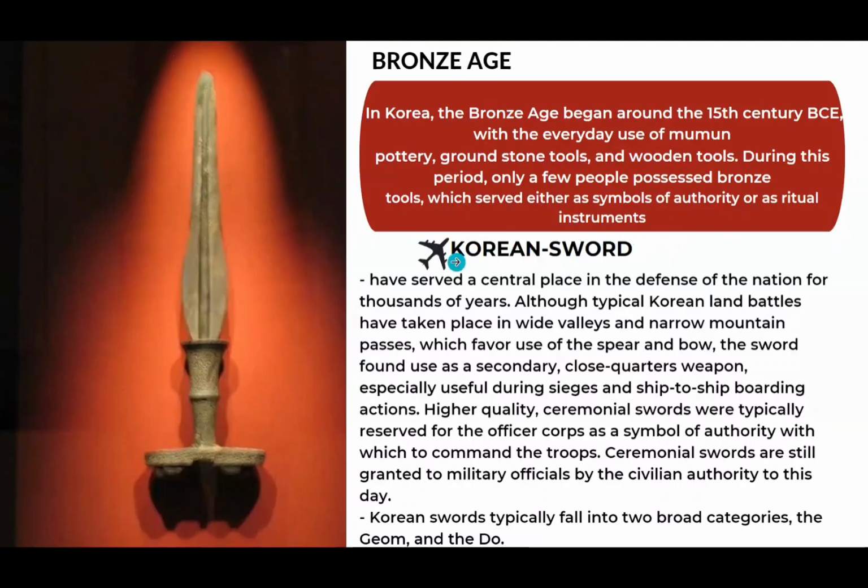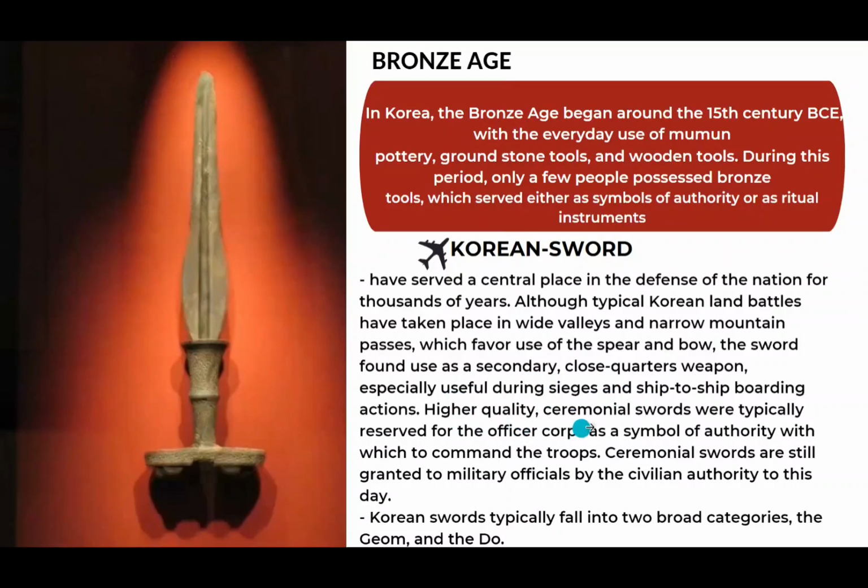Korean swords have served a central place in the defense of the nation for thousands of years. Although typical Korean land battles have taken place in wild valleys and nature, not narrow mountain passes which favor the spear and bow, the sword found use as a secondary close quarters weapon, especially useful during sieges and ship-to-ship boarding action.